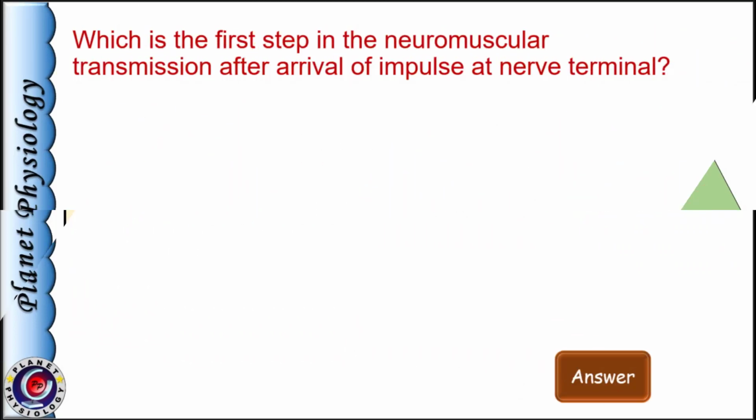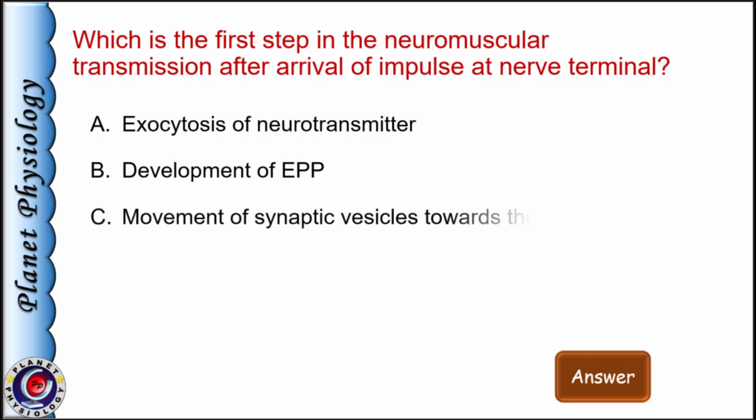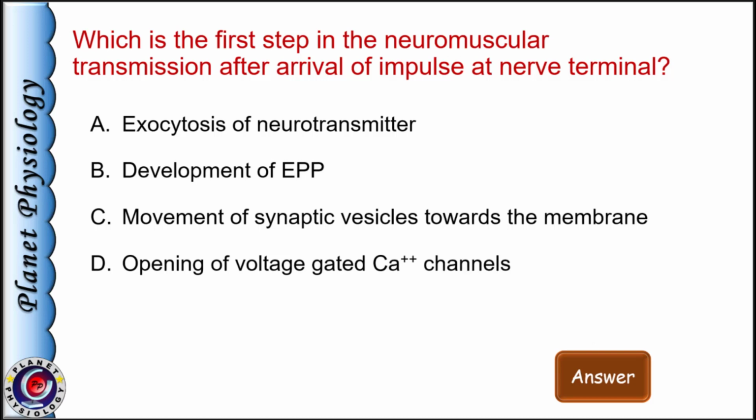The first question is, which is the first step in neuromuscular transmission after arrival of the impulse at nerve terminal? Options are A. Exocytosis of neurotransmitter, B. Development of end plate potential, C. Movement of synaptic vesicles towards the membrane, and D. Opening of voltage gated calcium channels.